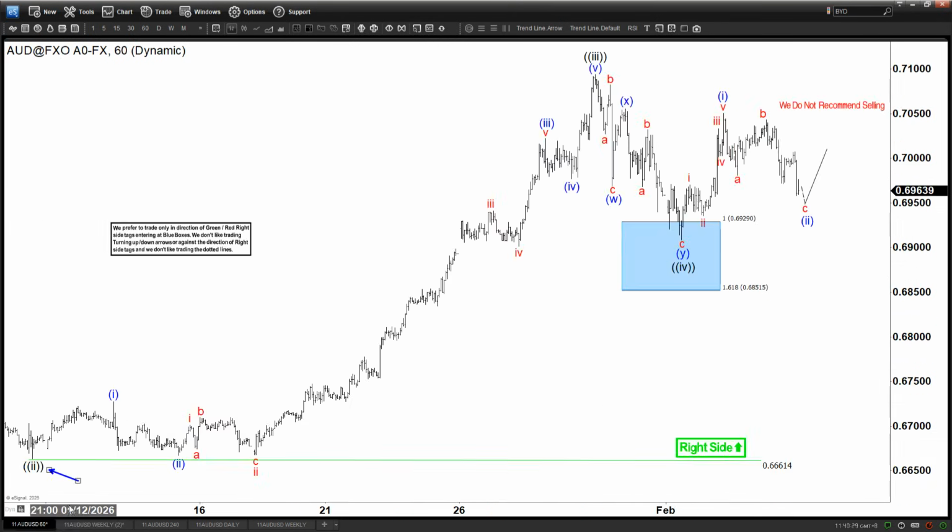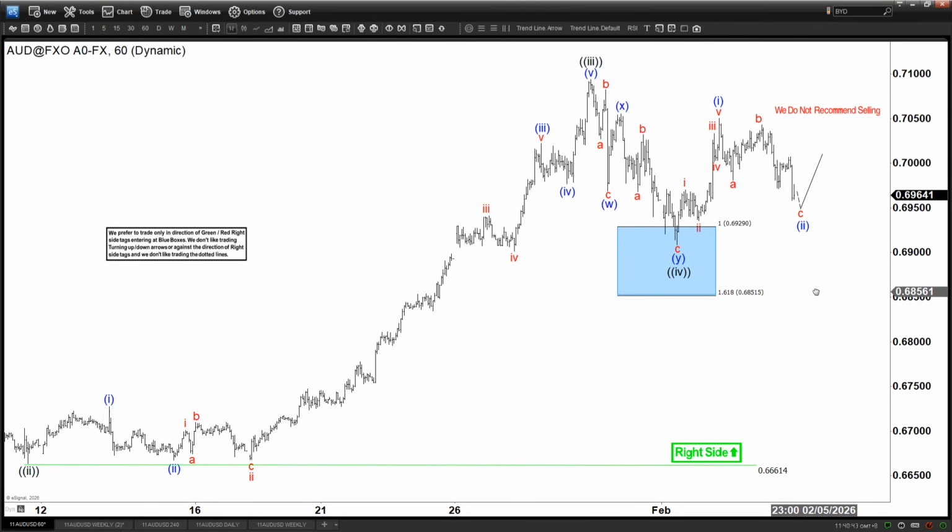Okay, and in the meantime, in the shorter cycle, we could either rally from around this area, or we can do a double, which will find support from the area I showed you before for the next leg up. Okay, so that's the idea here, guys, from the Australian dollars from the chart of the day today.